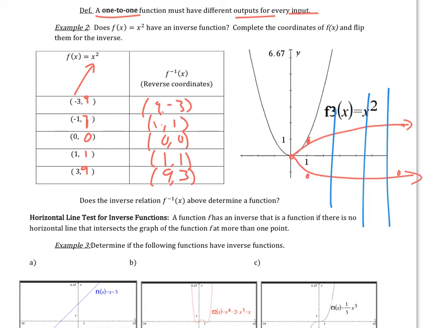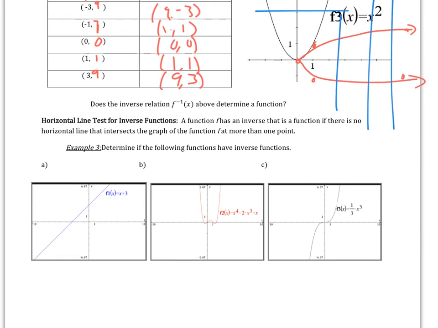Well, notice all that happened was this fell on its side, and we could have looked at horizontal lines to see if the function is one-to-one, meaning it can't even possibly have an inverse. The horizontal line test says that a function f has an inverse if there's no horizontal line that passes through it more than once. We know if there's a vertical line, well, it's not a function. But if a horizontal line passes more than once, it's not one-to-one.